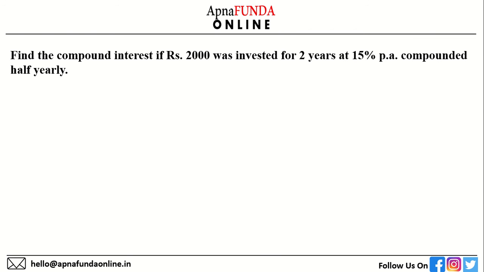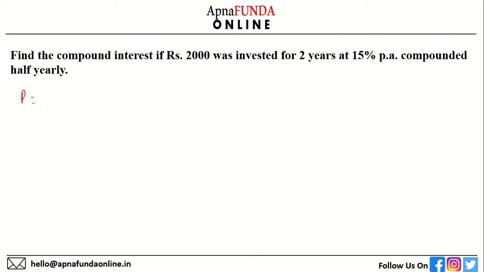Next question. Find the compound interest if rupees 2000 was invested for 2 years at 15% per annum compounded half yearly. Wow. So now we have come to the question of half yearly. So we know how to find out when any amount is to be compounded annually. We need to just find out what will be the answer when it is compounded half yearly.